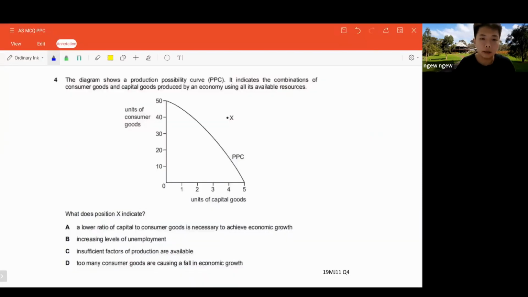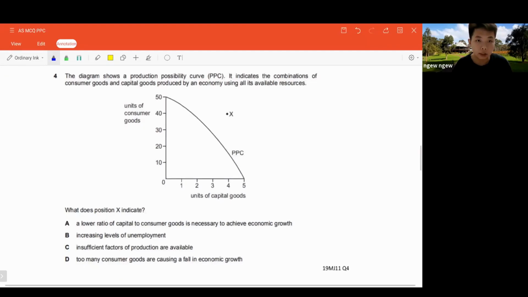Okay, let's try the last PPC question, yeah? Now they say the diagram shows a PPC, which indicates the combinations of consumer goods and capital goods produced by an economy using all their available resources. Okay, now guys, first of all, we identify point X as scarcity, as mentioned just now. And guys, I'd like to share with you one more extra knowledge based on this diagram, yeah?